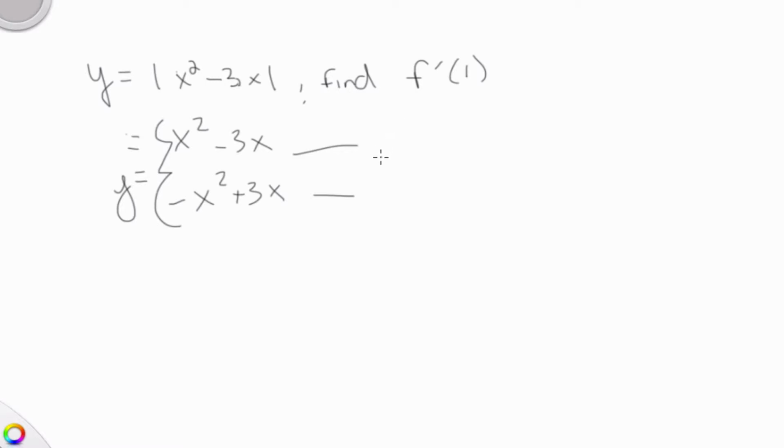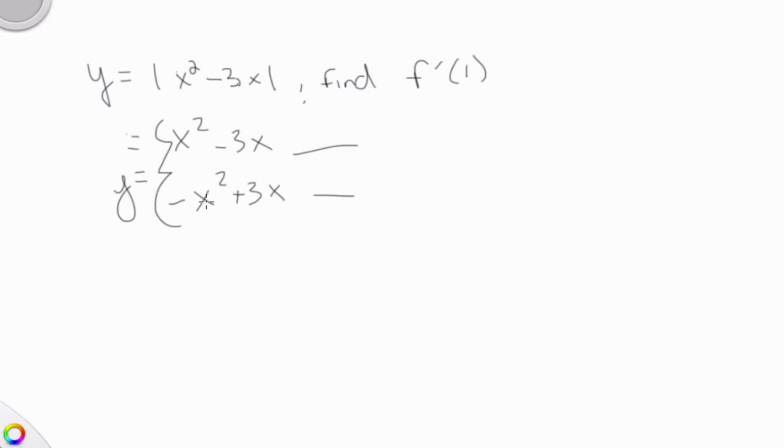Well, if I plug it into the first one, I'm going to get 1 minus 3, which gives me negative 2. So that can't be it. It can't be in that part, because given the piecewise function, all of your values have to be positive.